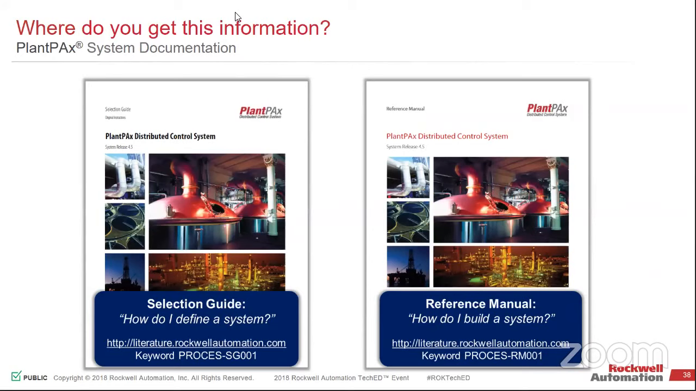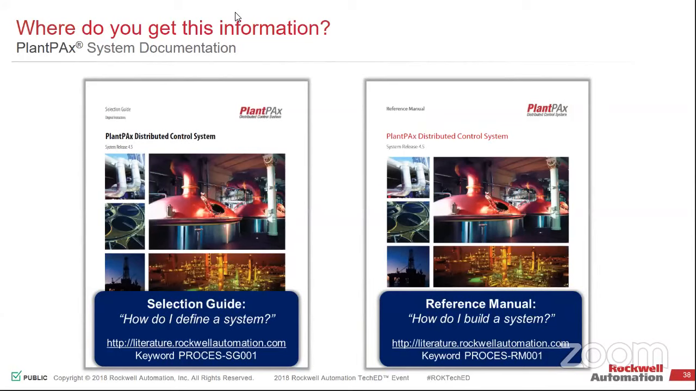So where you get it, the selection guides are at the literature library. The same place I'm sure you guys have gone to download previous iterations of this, it will be there. Honestly, it's indexed well enough that you can just Google PlantPAx distributed control system, system release 4.5 selection guide. And as soon as this is on the open internet, it will be available and Google will bring it up as well.